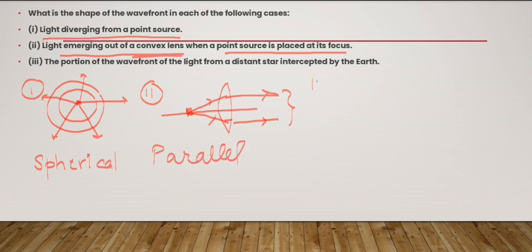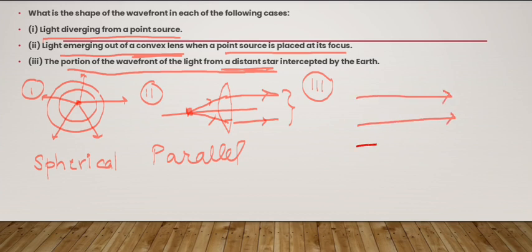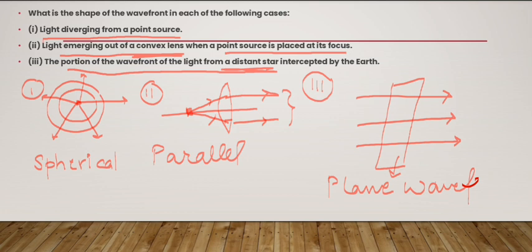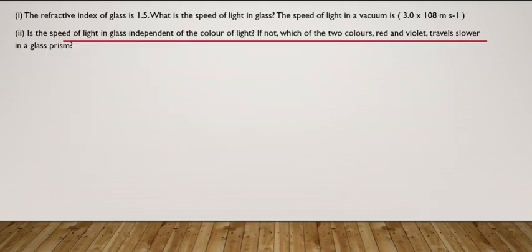Clear? Now students, in the third part of the question, it says the portion of the wavefront of the light from a distant star, which means the object is kept at infinity. Now from there, if we see the light rays incident on earth, we have to consider any portion of this, and that portion is considered to be a plane wavefront. So that's it with the second question. Now we'll move to the third question.